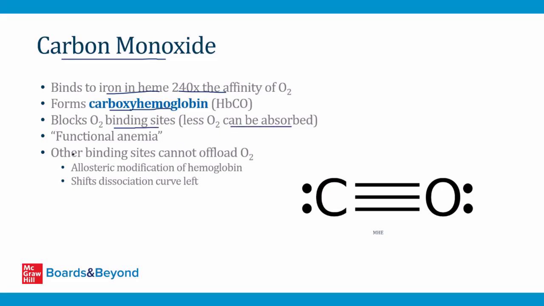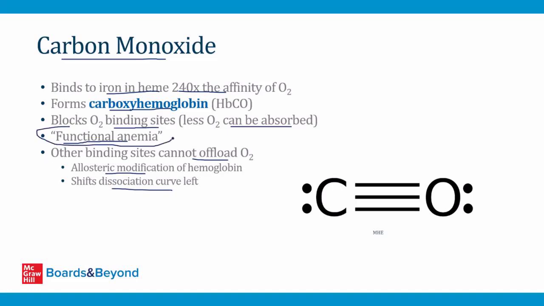This creates what's often described as a functional anemia. Basically, even though you have a normal amount of red cells and hemoglobin, you're functionally anemic because many of the binding sites for oxygen are blocked by carbon monoxide. Not only does it cause a functional anemia, it also affects the binding sites for oxygen where there's no carbon monoxide. It's an allosteric modifier of hemoglobin. It shifts the dissociation curve to the left. So this basically creates a double whammy.